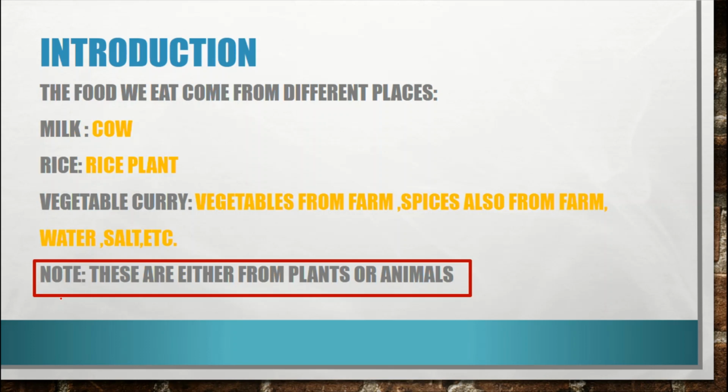For example, in the morning, you eat an omelette. The omelette comes from an egg. Where does the egg come from? It's from the hen. So, this is all what this chapter is about: where does the food come from, plants as food, and what do animals eat.